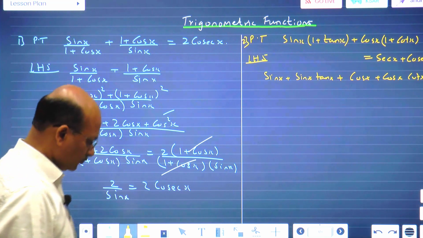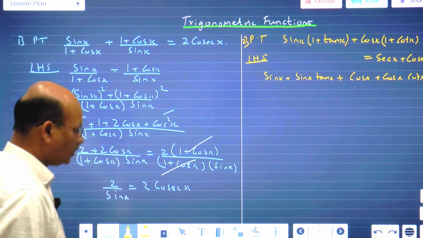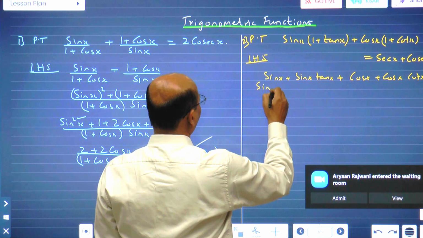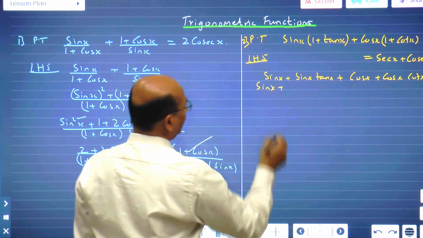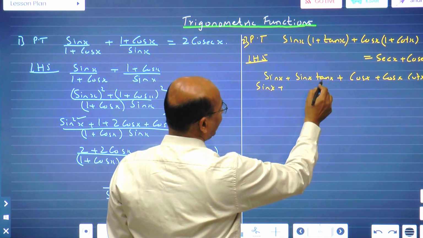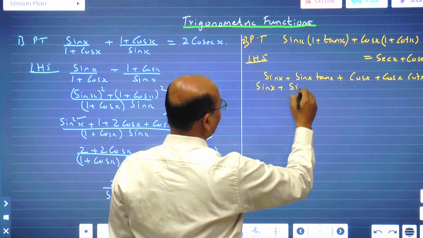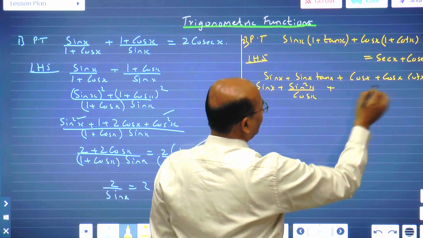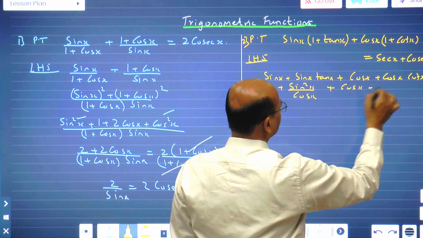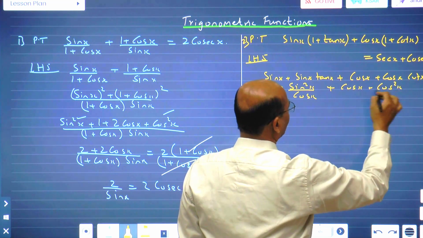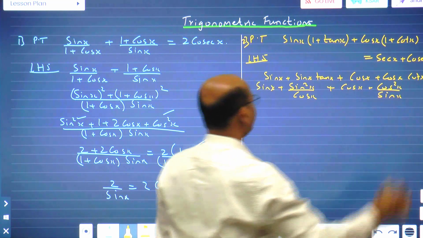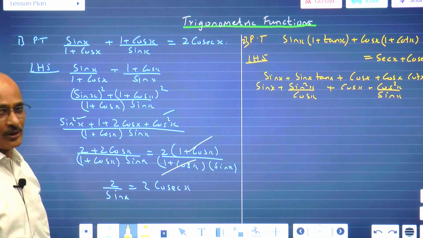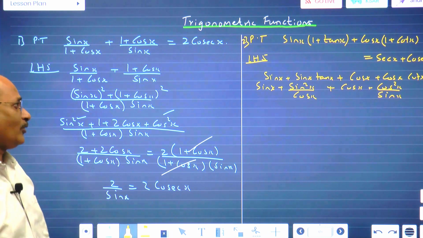So what if we convert tan x and cot x in terms of sin x and cos x? That's a very common and a good way of looking at the question. Sin x plus, tan x is sin x upon cos x, so this will become sin square x upon cos x, plus cos x plus, this will become cos square x upon sin x.